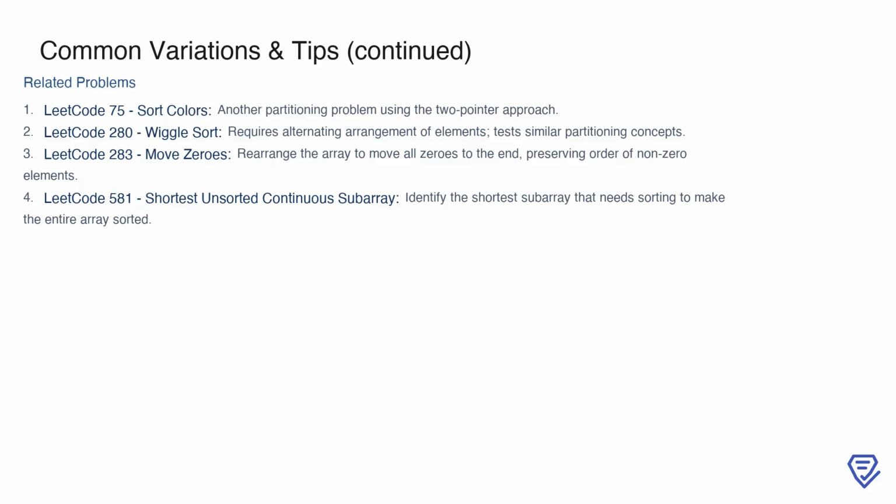Lastly, LeetCode 581, Shortest Unsorted Continuous Subarray, asks you to identify the smallest subarray that needs sorting to make the entire array sorted. Each of these problems builds on the same foundational techniques, so practicing them can improve your mastery of partitioning strategies and help you recognize patterns in similar problems.